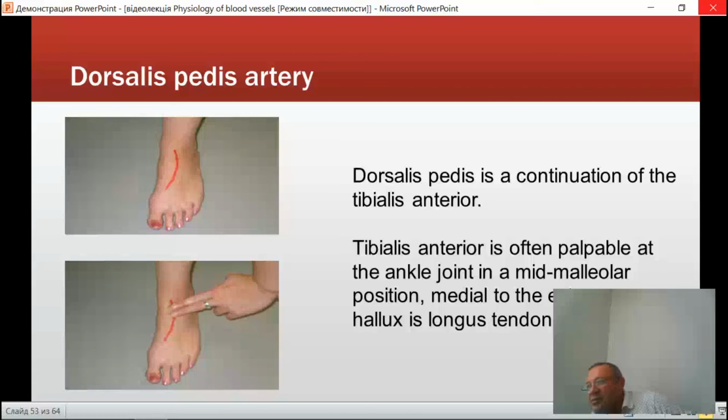Dorsalis pedis artery. Dorsalis pedis is a continuation of the tibialis anterior. Tibialis anterior is often palpable at the ankle joint in a mid-malleolar position, medial to the extensor hallucis longus tendon.